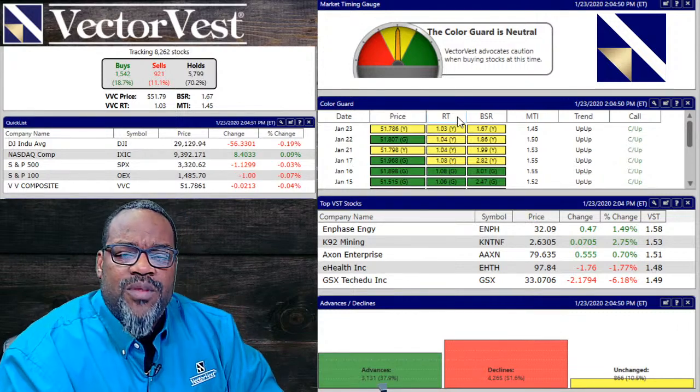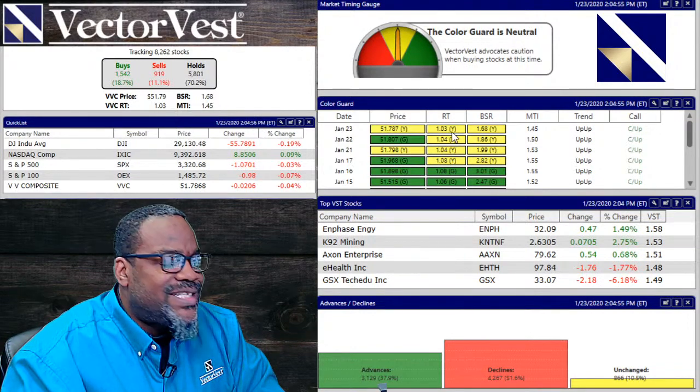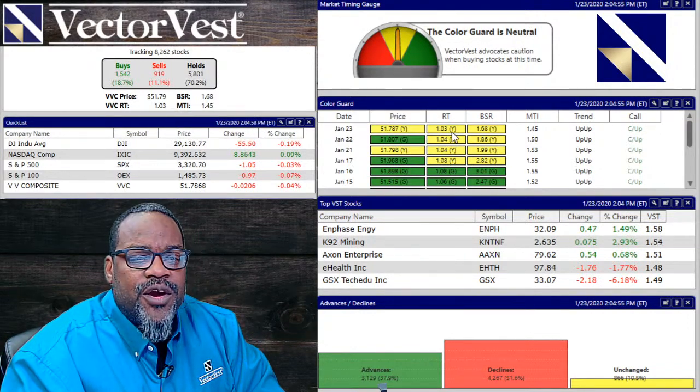Also in the color guard, RT stands for relative timing, one of our core proprietary indicators. It lets us know if the market is in an uptrend or not. Above the value of one, the market's in an uptrend. Below the value of one, the market's in a downtrend.